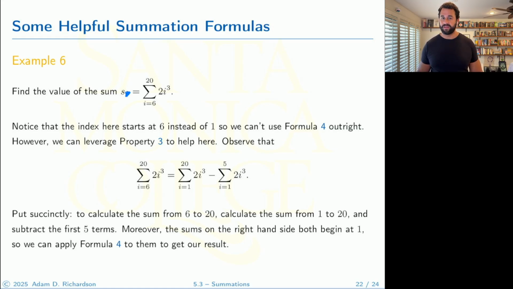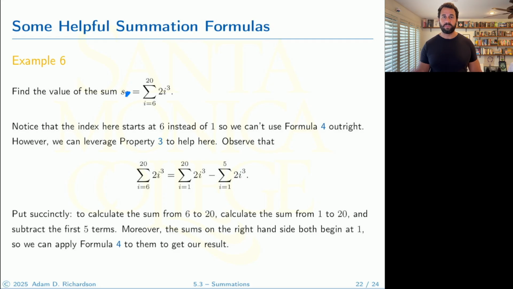So here's the clever bit that we're going to do. We're going to take this sum that we were given, and we're going to write it as this sum, which starts at the index 1 and goes to 20. But then we're going to subtract the terms from 1 to 5. In particular, we're saying, hey, add up all the terms from 1 to 20, but then take away the first 5 terms. And if I add all the terms from 1 to 20 and then take away the first 5, that's going to be the same as adding up all the terms from 6 to 20.